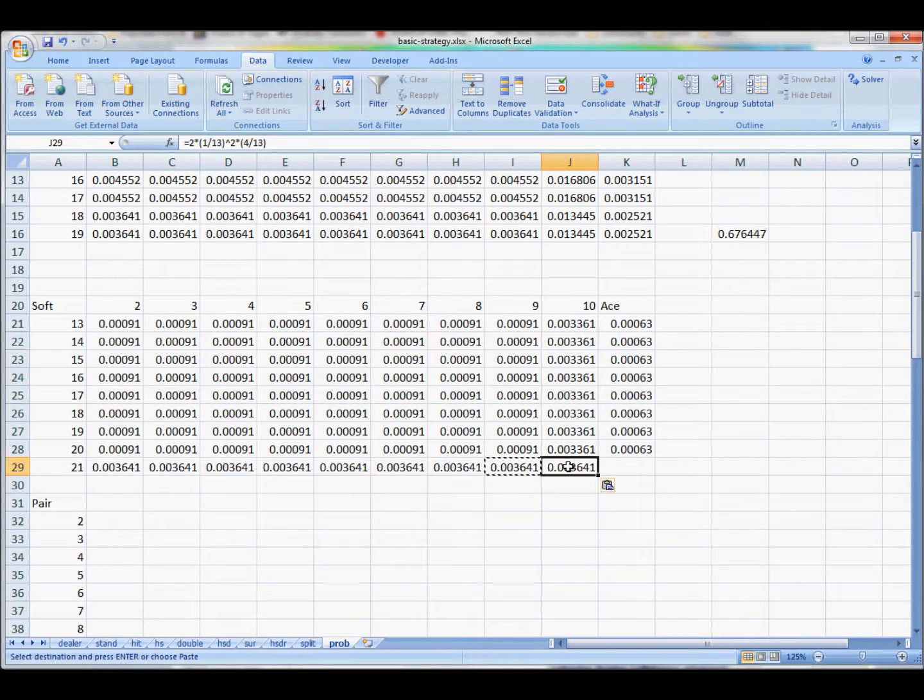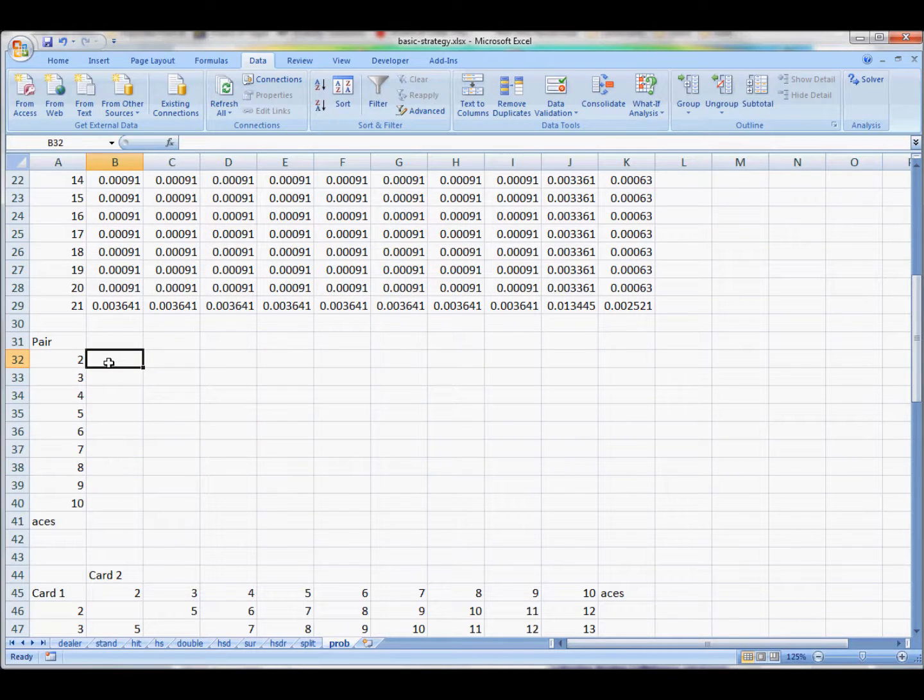The probability of a player blackjack against the dealer 10 is 2 times 1/13 times 4/13 times 4/13 times 12/13. The probability of a player blackjack against a dealer ace is 2 times 1/13 times 4/13 times 1/13 times 9/13. Hopefully that's right. Now let's deal with the pairs.